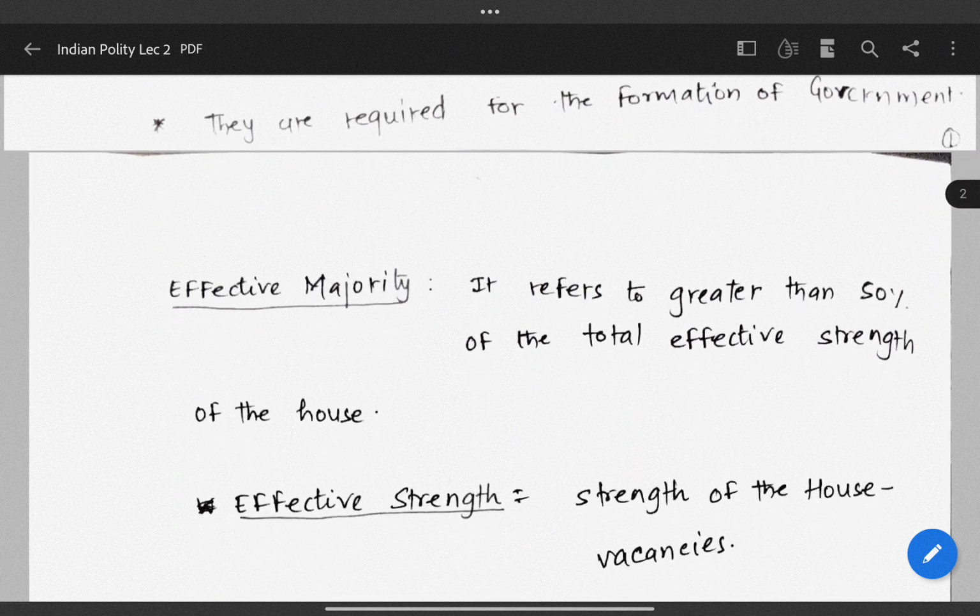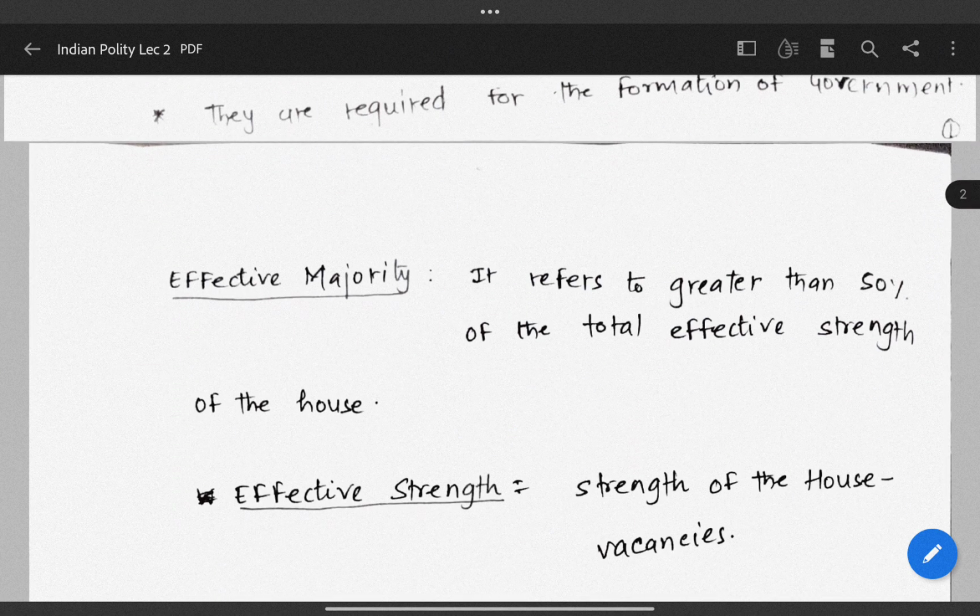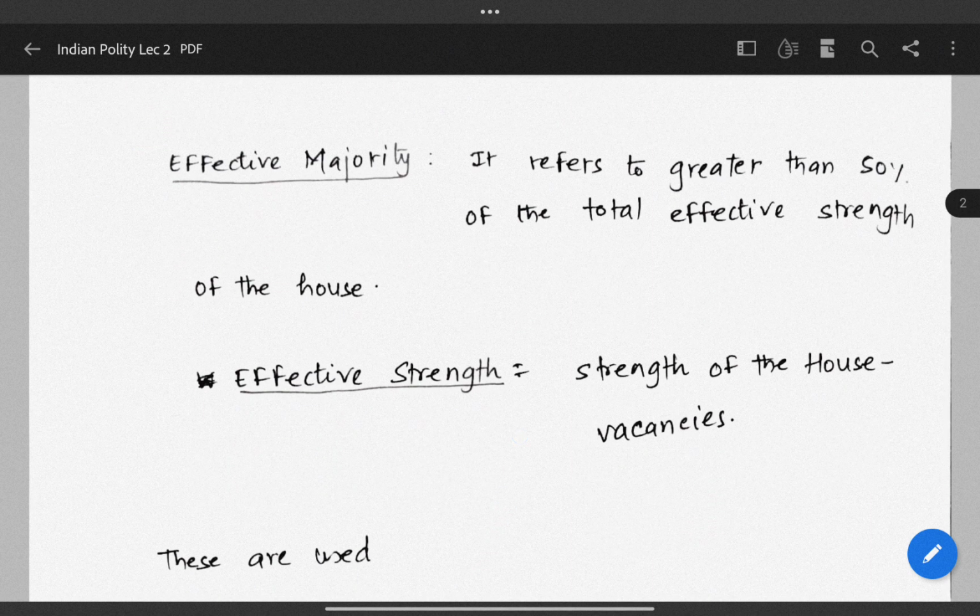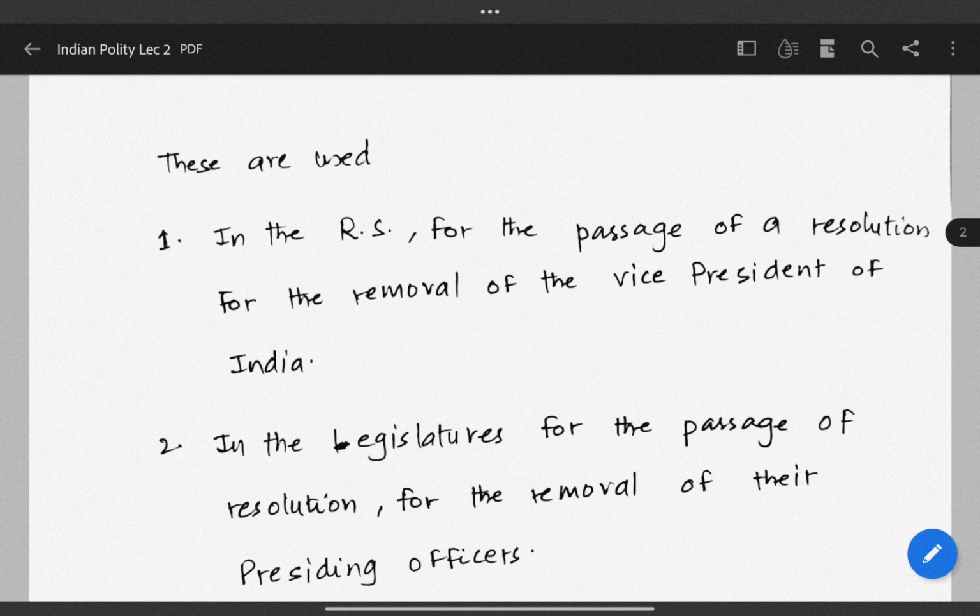The third one is effective majority. It refers to greater than 50% of total effective strength of the House. Now we should know what is effective strength. Effective strength is the strength of the House minus vacancies. These are used in special conditions.